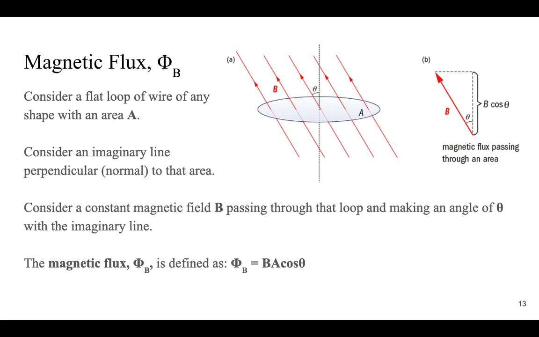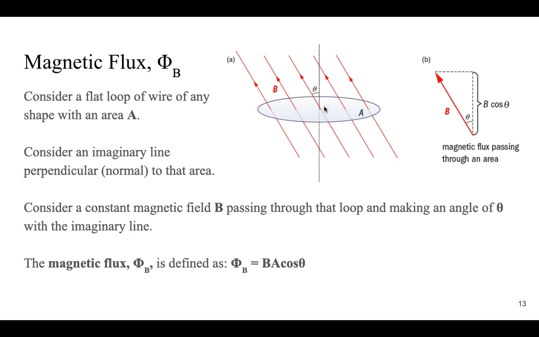Consider a flat loop of wire of any shape with an area A. This loop happens to be a circle, but it could be a rectangle, could be any shape. Just something that's got an area, capital A. Now consider an imaginary line perpendicular, normal to that area. Our loops are going to be flat like this, and this loop describes a surface, so you draw a perpendicular to that surface. Now we're going to have a constant magnetic field going through that area. So we need to consider the angle between our magnetic field, shown by the red lines here, and that imaginary line, this perpendicular we drew, which is called a normal.